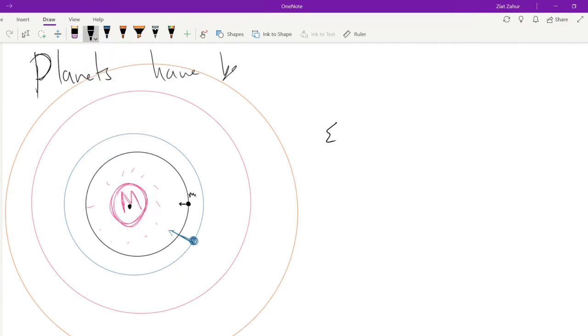We can say that sigma F1 for the first planet is G, mass of the star, mass of the planet, over radius of the planet squared, is equal to mass of the planet, velocity of the planet squared over the radius of the planet. Right?